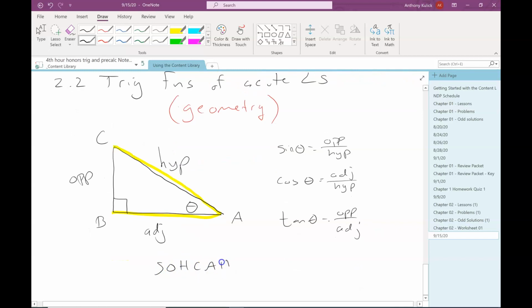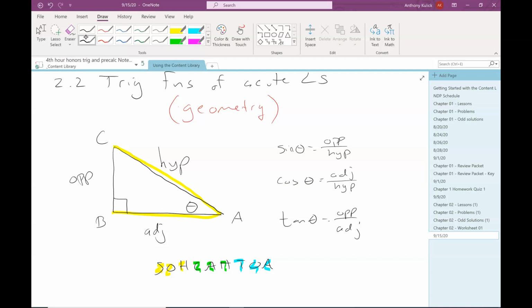You might have used the mnemonic device SOHCAHTOA to help you remember that. So again, what that stood for is sine is opposite over hypotenuse. Cosine is adjacent over hypotenuse. And tangent is opposite over adjacent. Does this seem incomplete to you guys? It always seemed incomplete to me as a high school student.